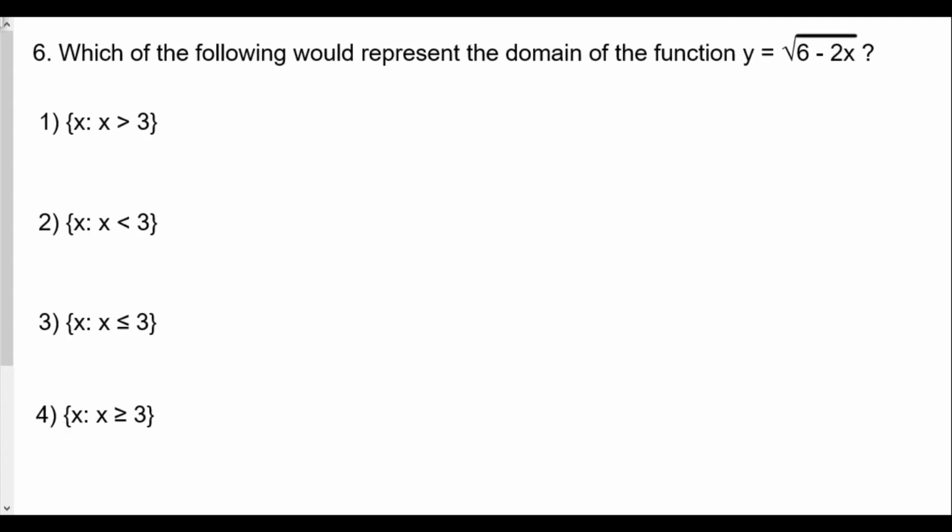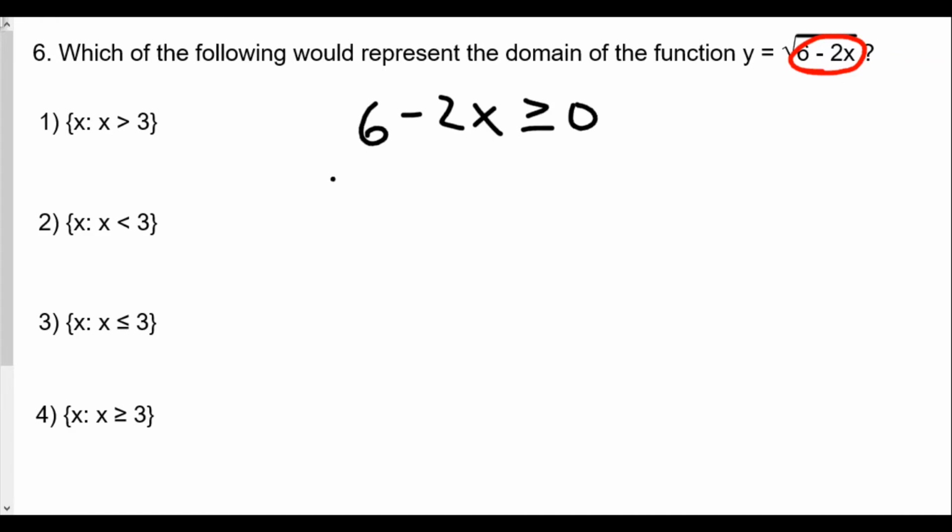3.4999999 is no good because it creates a negative number in our radicand. So number 6 is very similar to this. Which of the following represents the domain of the function y equals the square root of 6 minus 2x? What we did before, we take the radicand, 6 minus 2x, and set that to be greater than or equal to 0.